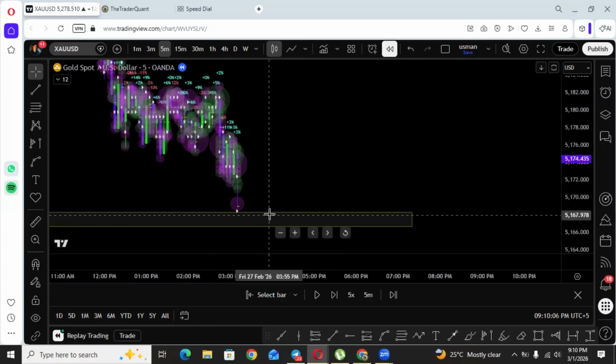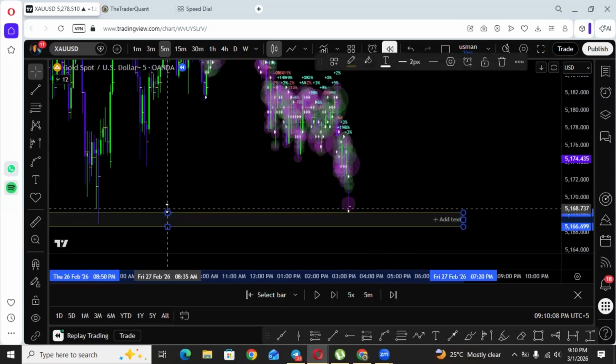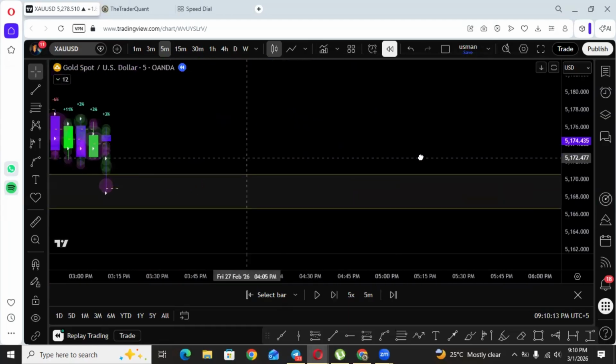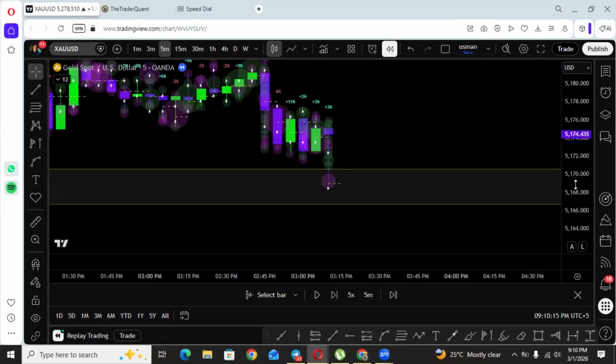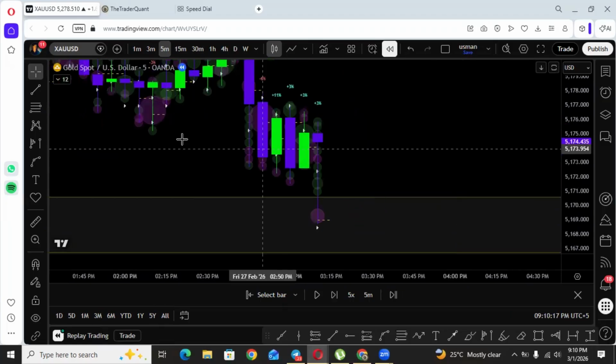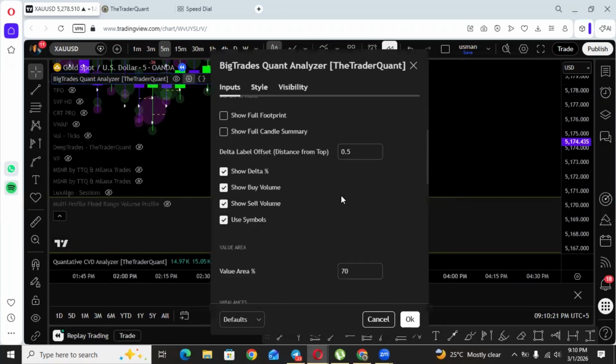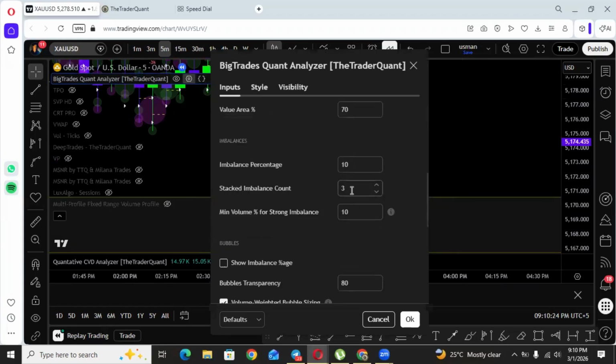So let's suppose the market is at our point of interest, and let's expand it and let me change the settings a little bit. Good enough. Good enough.